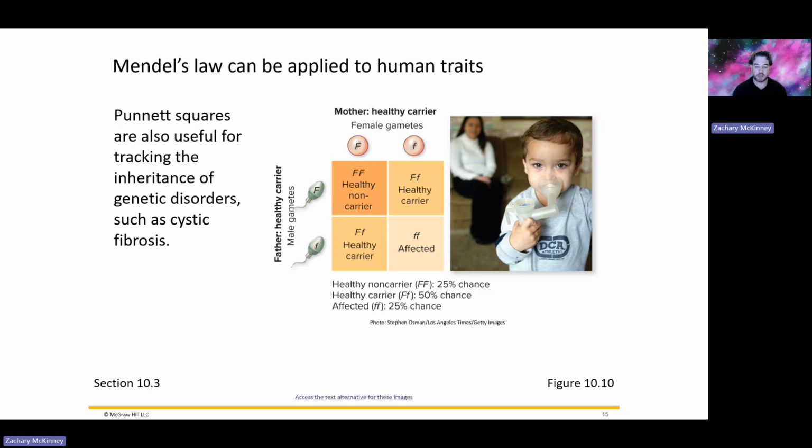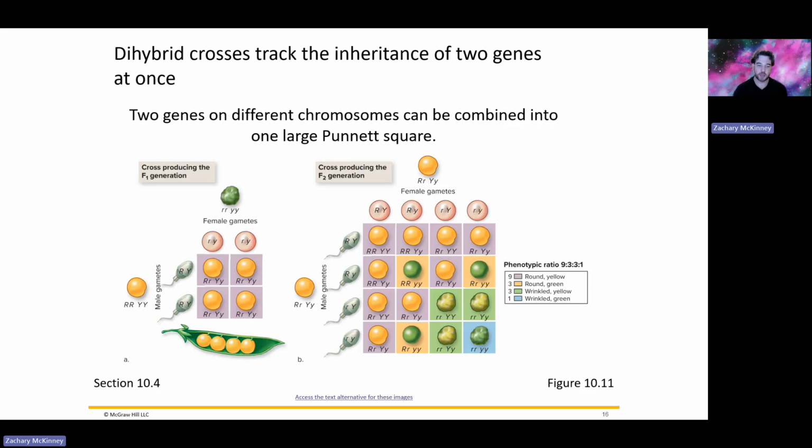So with this, we've been looking at individual traits in these monohybrid crosses, taking one trait at a time. But sometimes we look at multiple traits. So we can do a dihybrid cross, where in this case we're looking at both seed color and seed shape, round versus wrinkled. Again, these pea plants were pretty straightforward. They could be green or yellow, and they could have round seeds or wrinkled seeds.